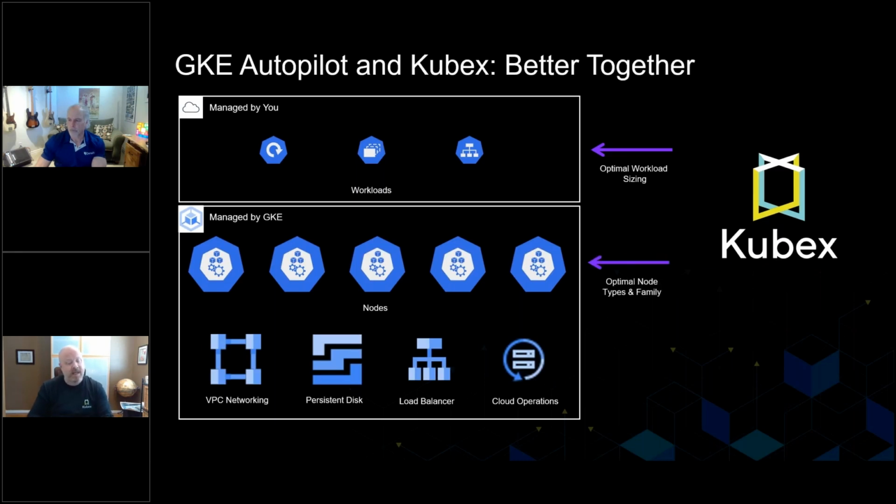And again, we mentioned that in most cases, you're not going to be managing nodes within GKE Autopilot, but it still is something that happens from time to time. So be aware that Kubex also adds a ton of value for those workloads where you are managing nodes. We can help you understand what are the most appropriate node types, node families, in order to make sure that you are spending appropriately on those.